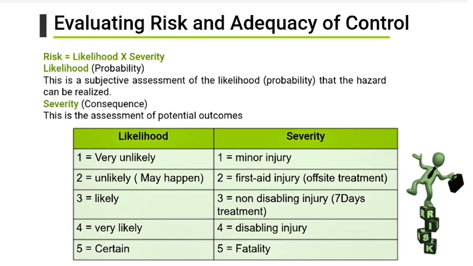Evaluating risk and adequacy of control. Evaluating risk and the adequacy of control involves assessing two key factors: likelihood, probability, and severity, consequence. Likelihood refers to the subjective assessment of how likely it is that a hazard will be realized, while severity pertains to the potential outcomes of such a hazard. The risk level is determined by multiplying these two factors, helping to gauge the overall risk associated with a particular hazard. This evaluation assists in prioritizing and addressing risks effectively, based on their potential impact and likelihood of occurrence.